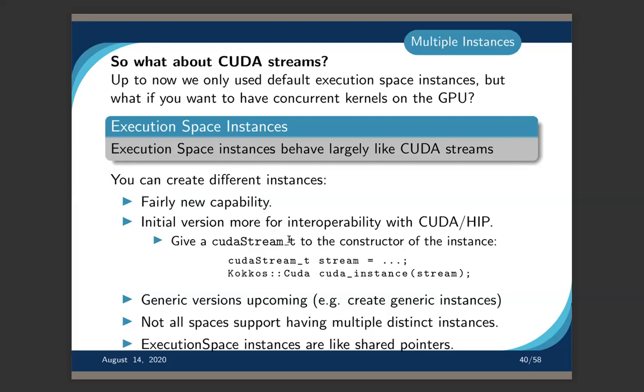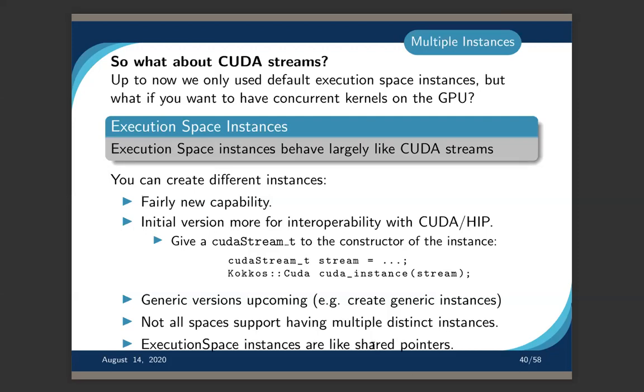And the way that works in CUDA is that you essentially create your CUDA stream, and then you create a CUDA instance by handing it the stream. We are working on having a generic version of creating these, essentially creating generic instances. There's actually some example code in the performance tests for execution space instances, which you could copy if you are so inclined. But that is something we're looking at.